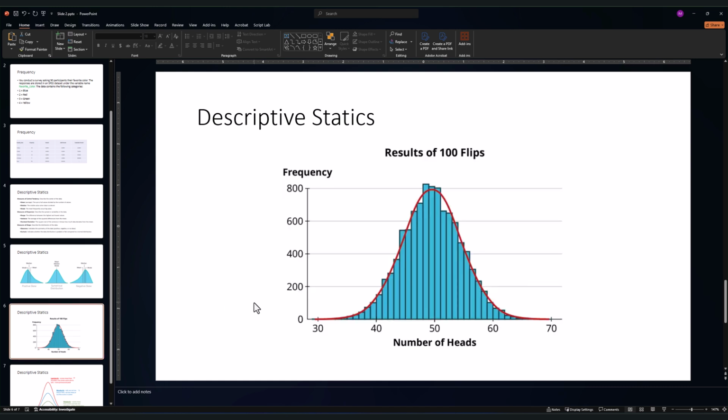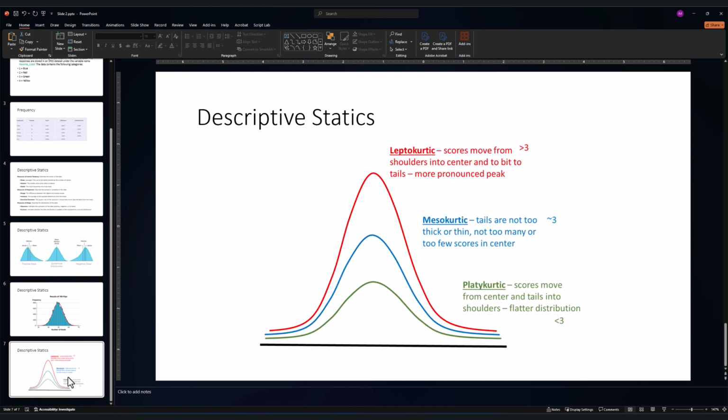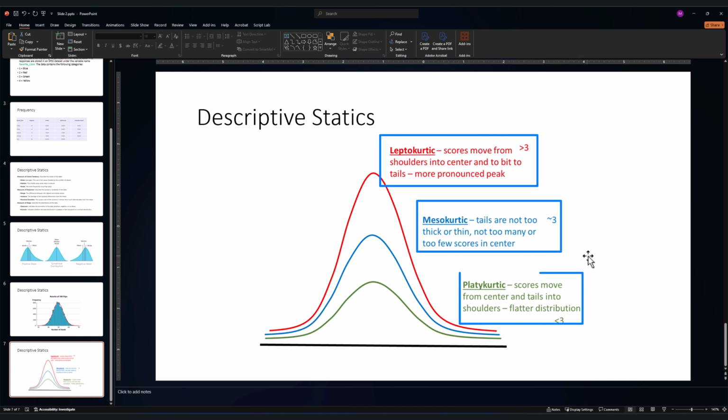Here is an example of normal distribution, or bell curve shaped data, with a histogram. Let's compare this normal distribution with kurtosis. Kurtosis is a statistical measure that tells how data is dispersed between the center and tails of a distribution. There are three types of distribution: leptokurtic, mesokurtic, and platykurtic.